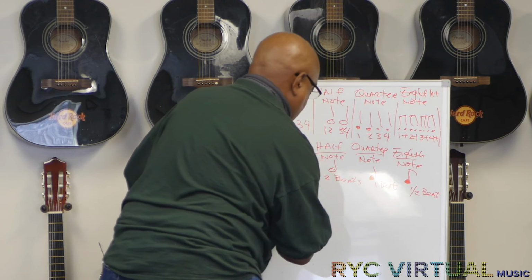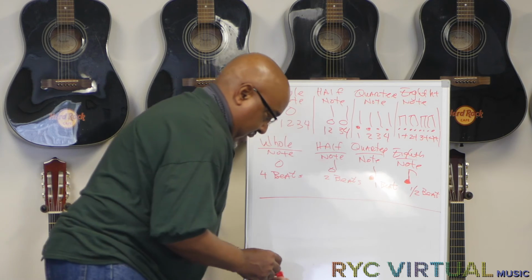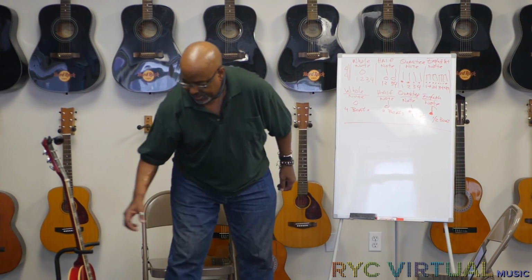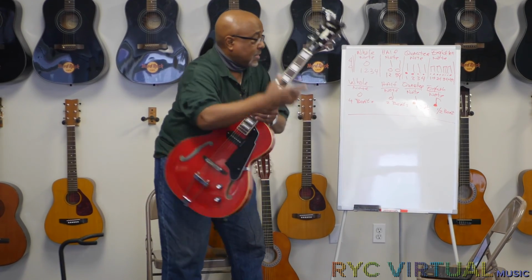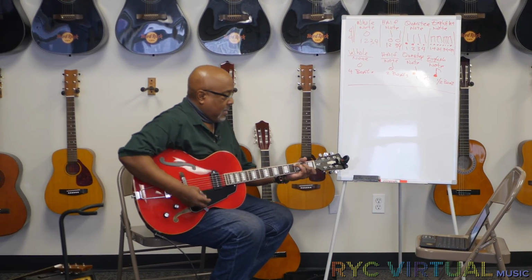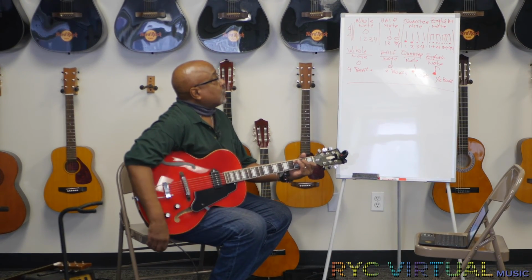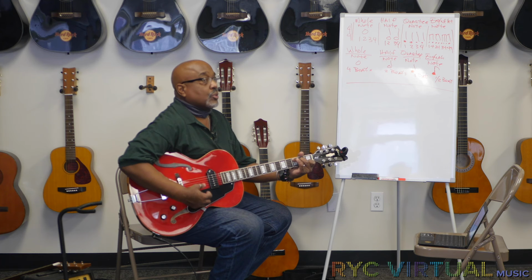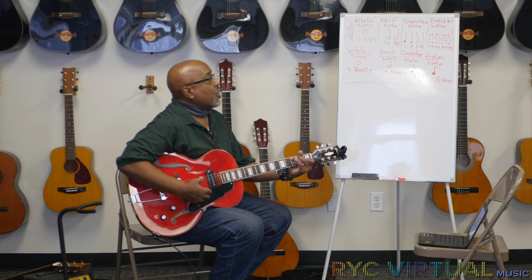4 and. Okay? So, let me play something that has this so you can hear how it sounds when you play. And I'm going to take one chord and play it. I'll take the C chord, right? So 1, 2, 3, 4. 1, 2, 3, 4. 1, 2, 3, 4. 1 and 2 and 3 and 4 and.